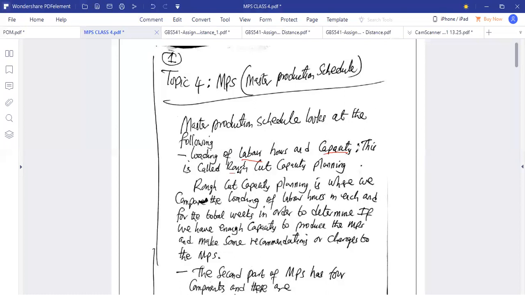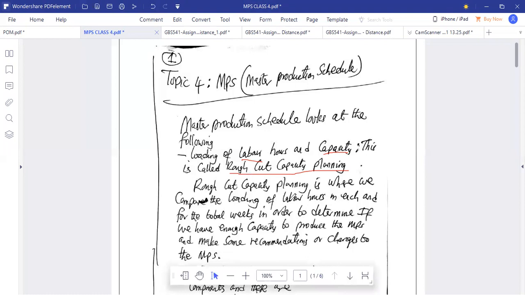Okay, so what is this rough cut capacity planning? This is a planning where we compare the loading of the labor hours with capacity in each week, and for the total weeks, in order to determine if you have enough capacity to produce the MPS. And of course, we make some changes to the master production schedule.